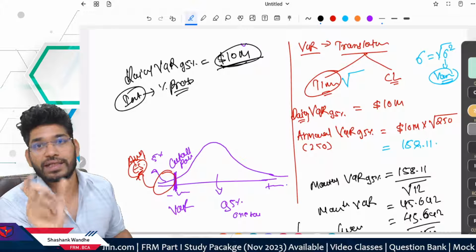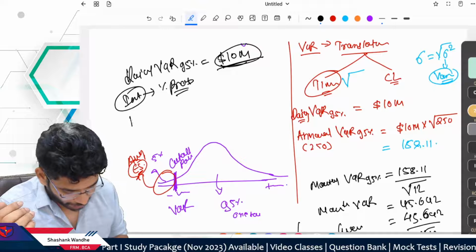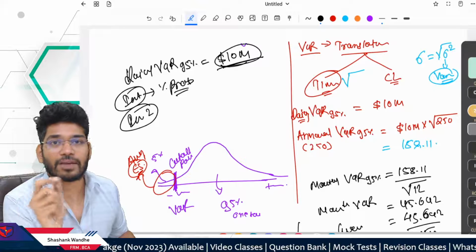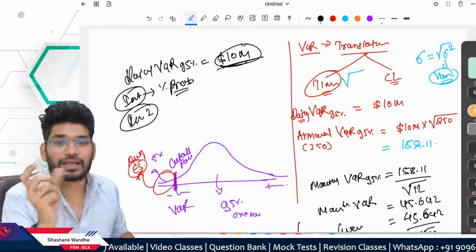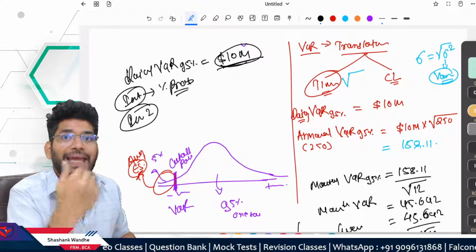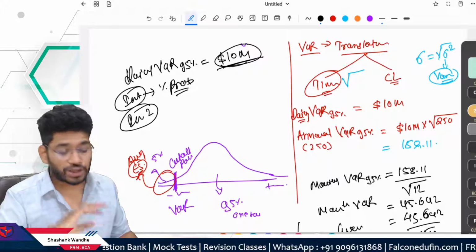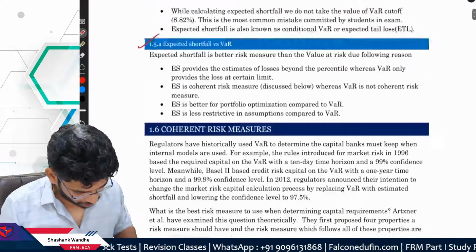The second interpretation is a day-based interpretation. This means that out of 100 days, there will be 95 days where the loss will be less than 10 million, and there may be 5 days on which the loss may exceed 10 million. This is the second interpretation. First interpretation, second interpretation. I have already provided all the interpretations in the book, so you have to remember them. So just see here.